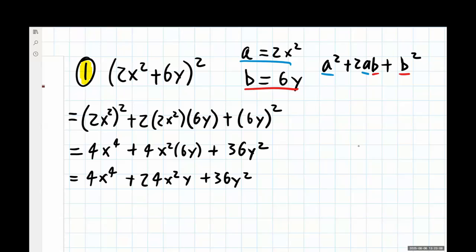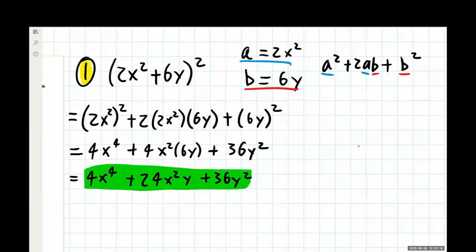And here I have my final answer. Can't combine any like terms. Some of them have x's, some of them have y's, and all of the variables have different exponents in those respective terms.